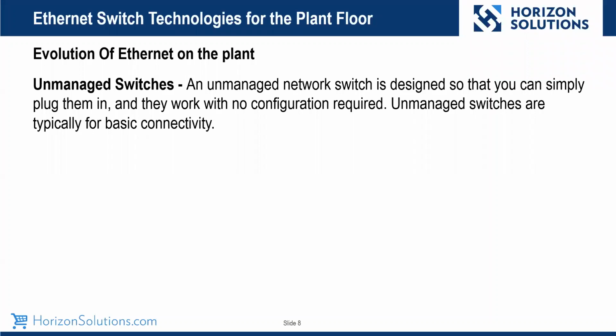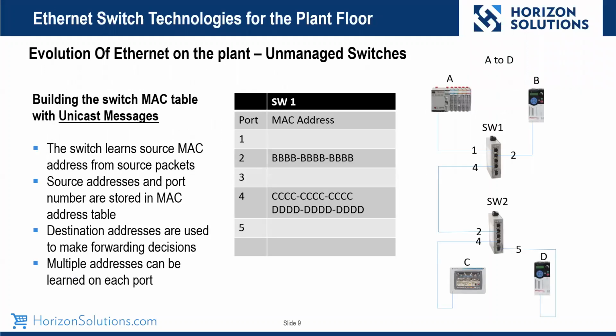I said we're working in layer 2 today. The way an unmanaged switch works is it learns MAC addresses, and it can send information out the correct port based on the MAC address. The key to this is unicast messages. The rules are the switch learns the source MAC address from the source packets. In this scenario, again, A is configured to talk to D, and it's got it in the IO tree.